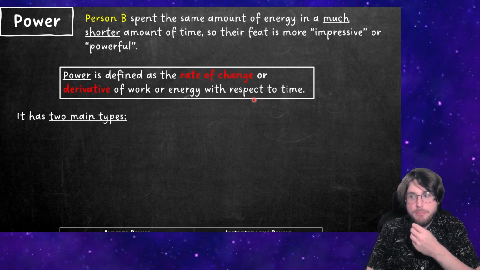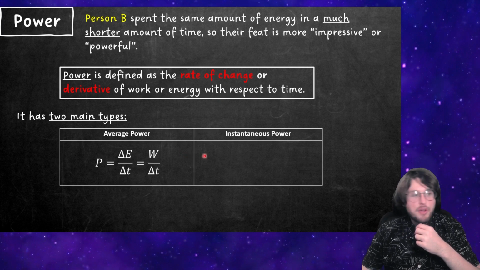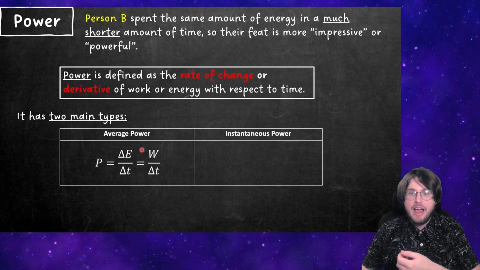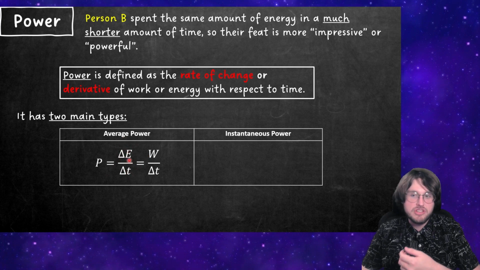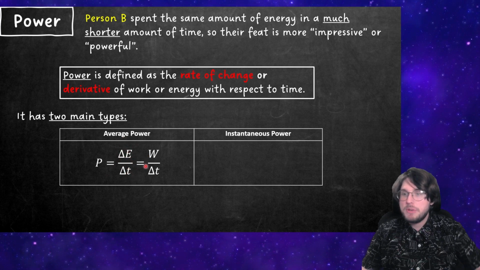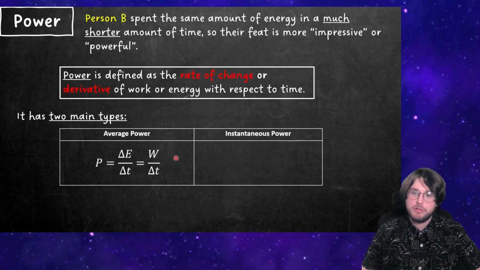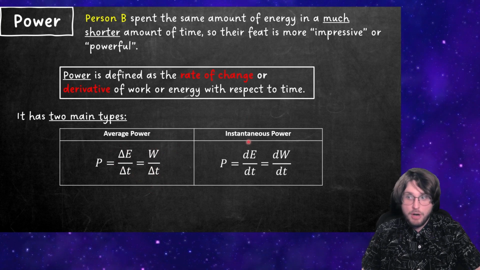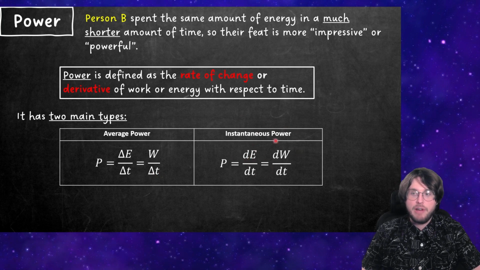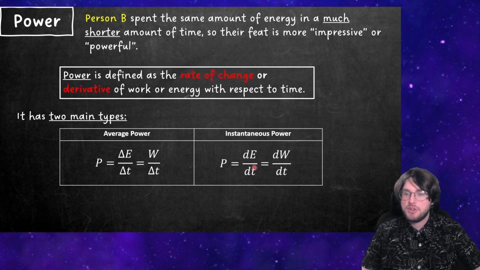Power has 2 main types. In algebra-based physics class, generally you see it as average power, which is delta E over delta T, or change in energy over change in time. Or it could also be defined as the amount of work someone's doing over a change in time, delta T. In Physics C, because we have calculus under our tool belts, we could also define instantaneous power, which would be the derivative of energy or work with respect to time.